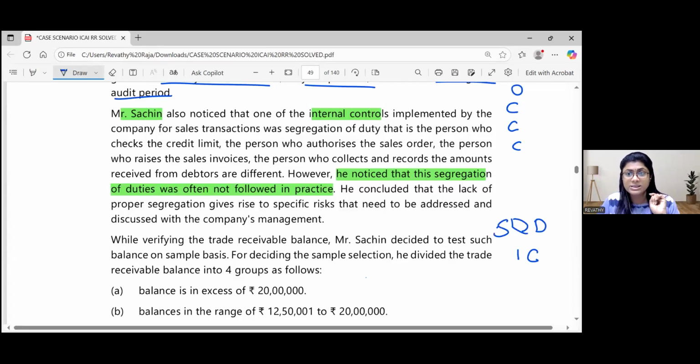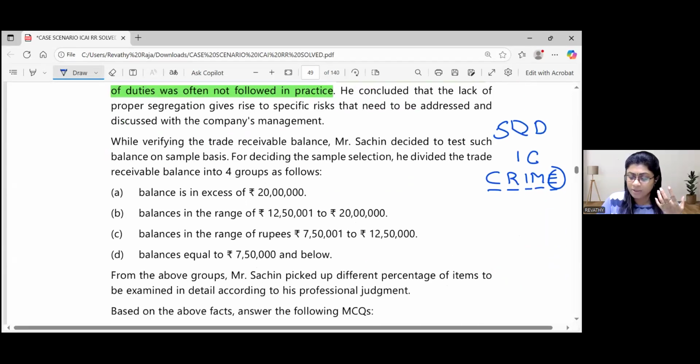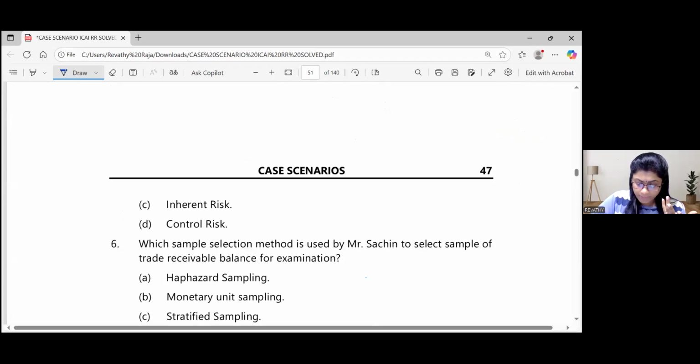The internal control has how many elements? Internal control has 5 elements. Those who attended the class, you know, right? CRIMI. In CRIMI, where does it come? Is it control environment, risk assessment, information system, monitoring, or control activity? The 5th one. Okay. So segregation of duty is not followed, meaning control is weak. If control is weak, which risk will come up? Of course, control risk. So the answer is D.